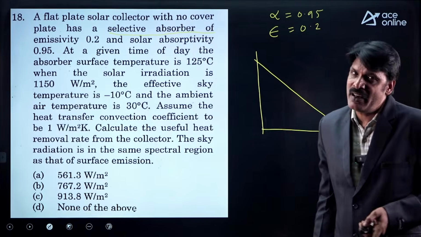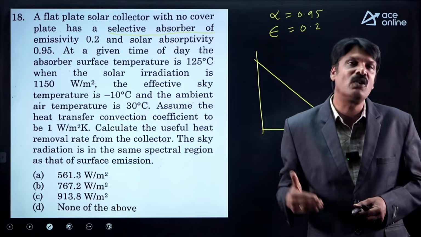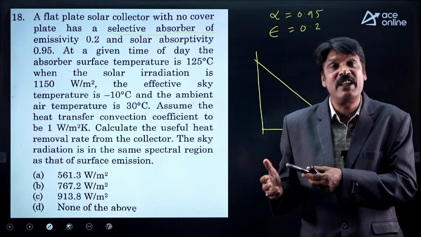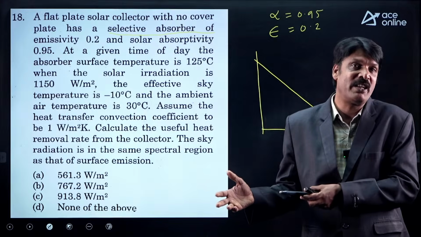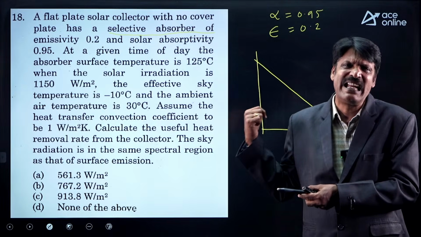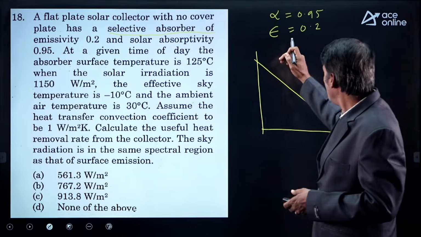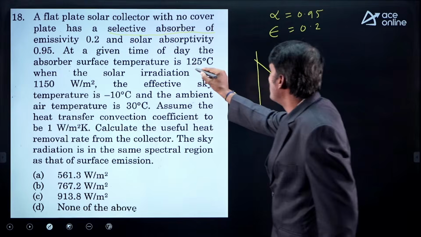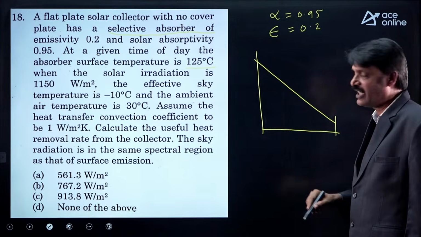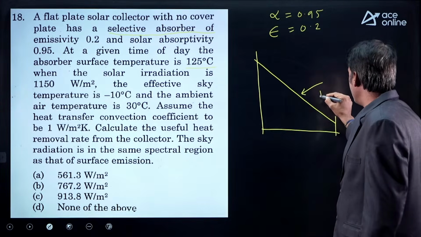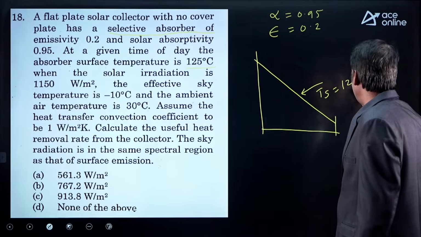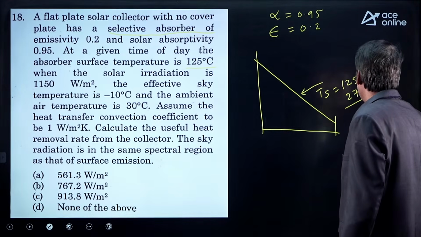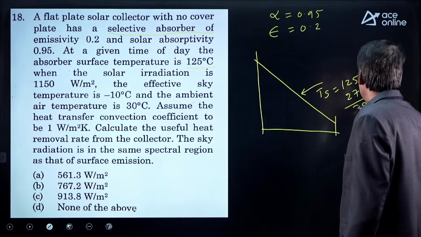So, you should be clear that as per Kirchhoff's law, in an enclosure at equilibrium the ratio of absorptivity to emissivity remains constant, but this has not attained any equilibrium situation. So, we will just go with this particular data. At a given time of the day, the absorber surface temperature is 125 degrees centigrade. So, this surface is at 125 degrees centigrade, plus 273 you add it, so this comes out to be 398 Kelvin.